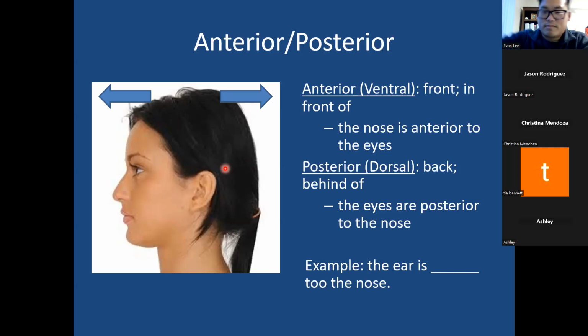So if you've ever heard or used these terms, try to figure out how you remember them, because as you see them in class, if you can link them to something you're more familiar with, you'll be able to remember them a lot better. I've got an example here, and hopefully I'll get an answer: if I said the ear is blank to the nose, what would you say?